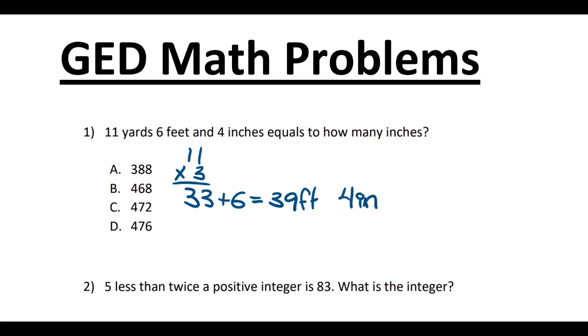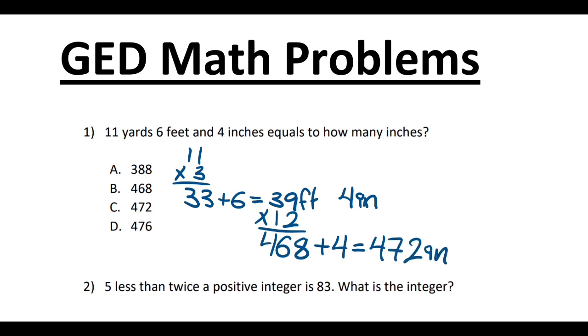Next, since we have 39 feet and 4 inches, we're going to turn the number of feet into inches. There's 12 inches in a foot, so we're going to multiply 39 by 12. 39 times 12 comes out to 468, and then we're going to add 4 to that to give us 472. So in total there's 472 inches.